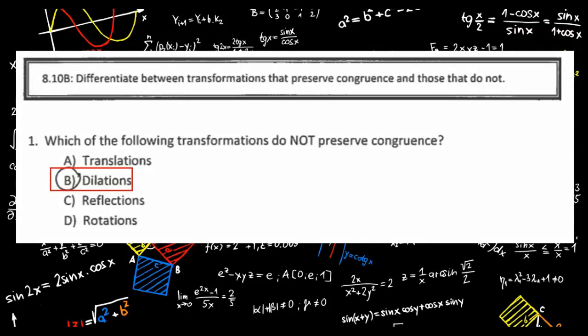All right, guys. The dilations are the type of transformations that do not preserve congruence. So preserving congruence means that it is staying the same size. Dilations get bigger or smaller, so the size is changing. Translations, reflections, and rotations, those are types of transformations that are moving the figure, but the size does not change. Therefore, the congruence is preserved for those.